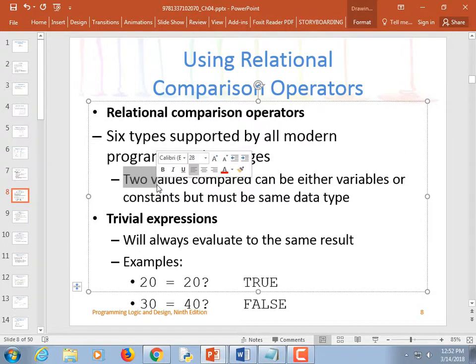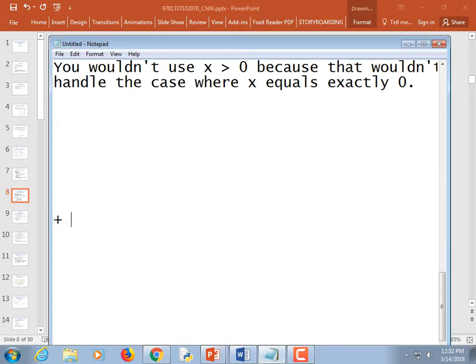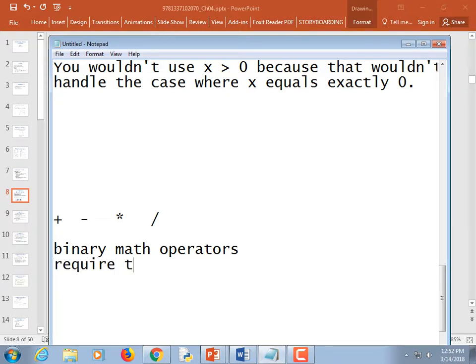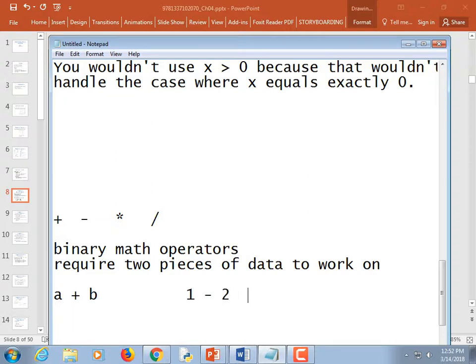So these are known as binary operators. Most of your operators are, because they require 2 values. There we go. Every time we say binary, we think it requires 2 values. So just like addition and subtraction and multiplication and division, those are all binary math operators. Not because they work on ones and zeros, because they require 2 pieces of data to work on. Right? A plus B. 1 minus 2. 3 times C. That kind of stuff.